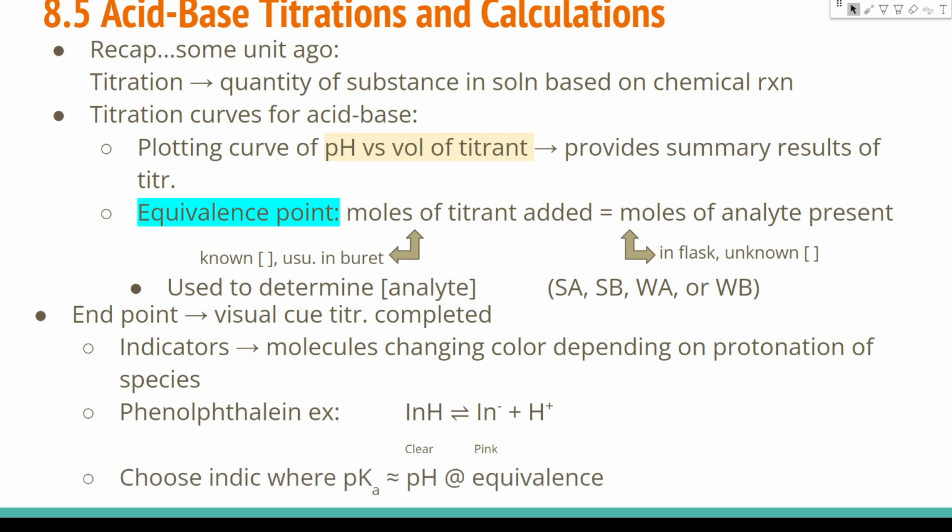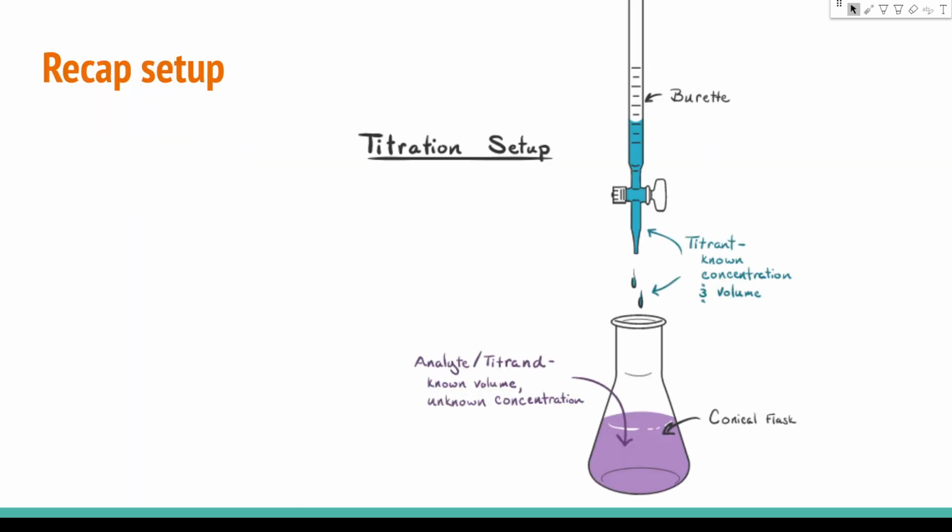Okay. So we choose an indicator where the pKa is equivalent to the pH, or as close as we can, at wherever that pH of equivalence is. So yeah, the pKa is at the equivalence pH. Your setup looks like this. So you have your burette here, you have your titrant and your analyte down here, and you have your flask, and then you're going to collect your sample. You know the concentration, and you'll know the volume you're adding because you can read it here. You know the volume you put in here, but you don't know the concentration. So make sure you remember this lab we've done before.